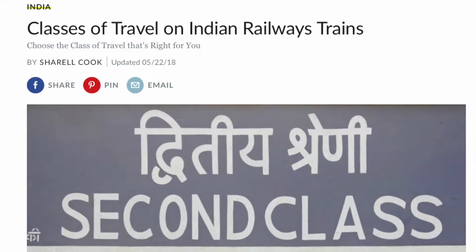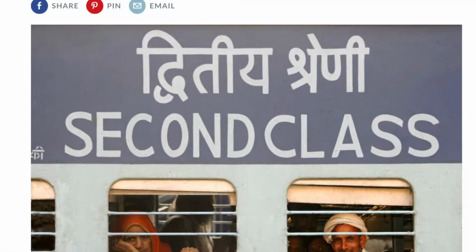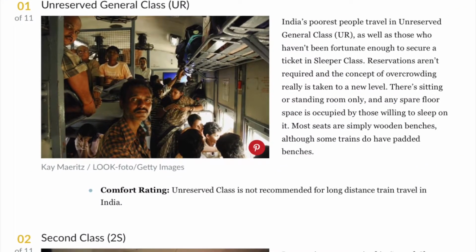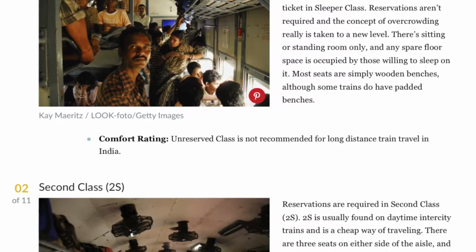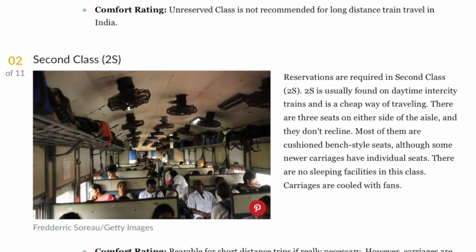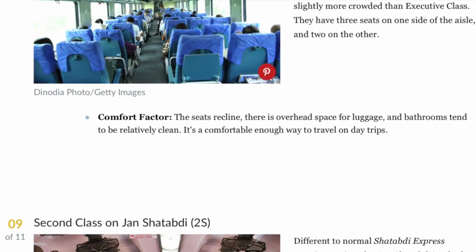In the article about Indian Railway, we can see that there are large differences in environment and facilities between classes. Among them, the unreserved general class is the harshest condition, in which most seats are simply wooden benches. Why is there a large discrepancy between classes and such a terrible situation for the unreserved class?